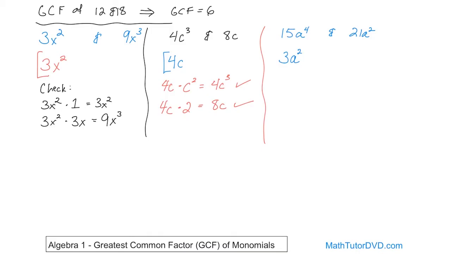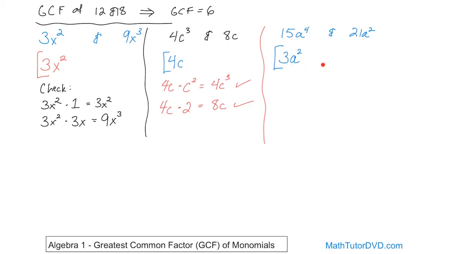Now, this is the answer. This is what you would circle. This is the greatest common factor. Now ask yourself the question, what would I multiply this by to give me 15a to the 4th? I would multiply by 5a squared, right? Because 3 times 5 is 15. A squared times a squared, I would add the exponents and get a to the 4th, so that works out.